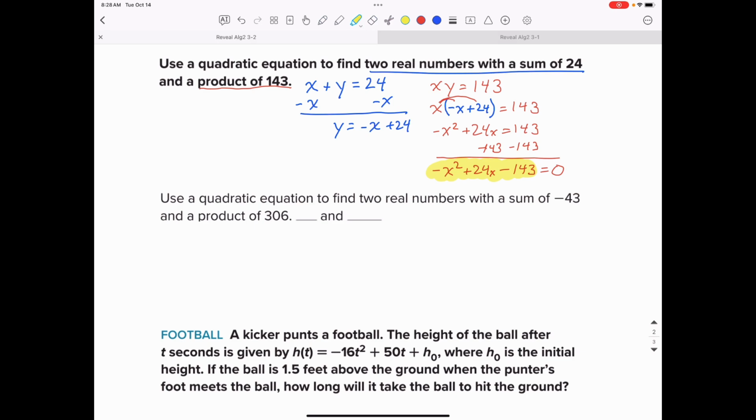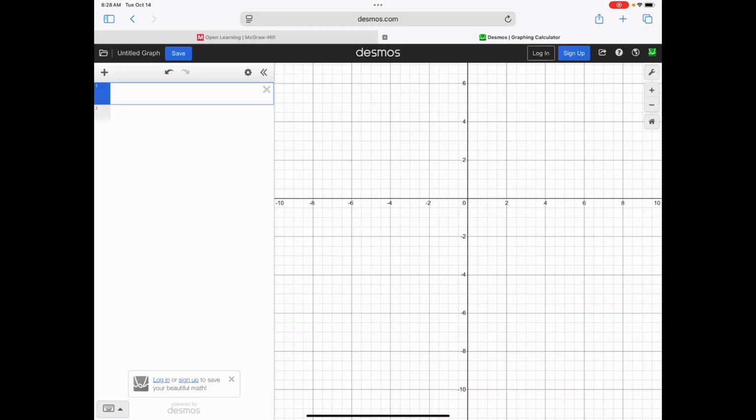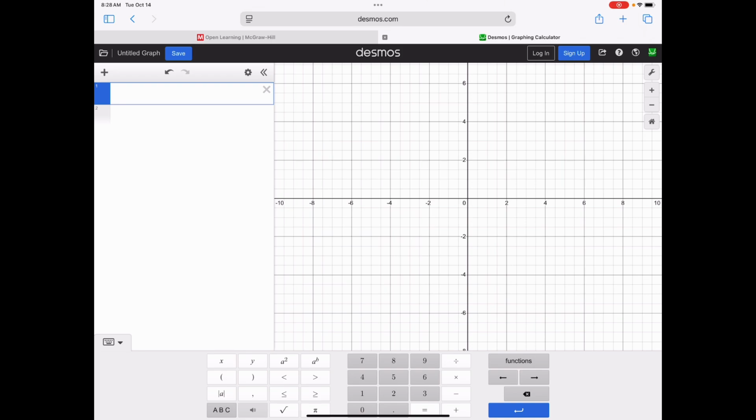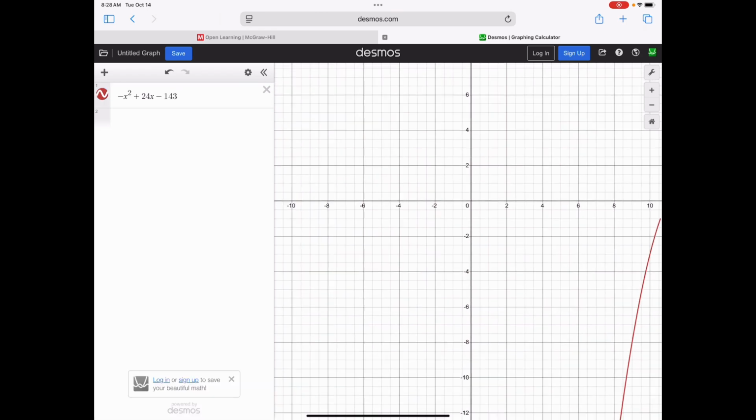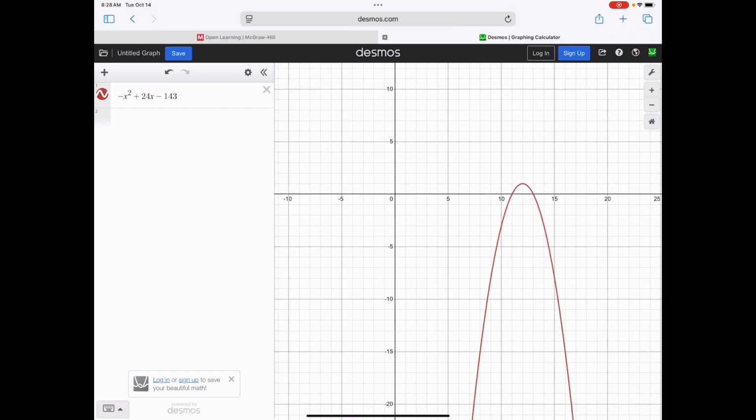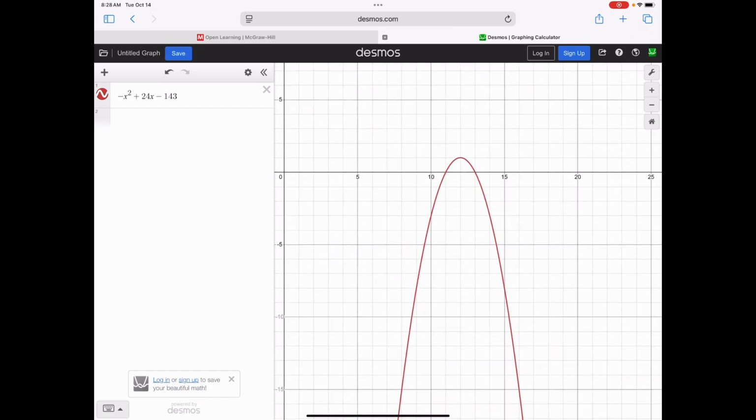So let's go to Desmos, and then I'll type in that function. Again, it is negative x squared plus 24x minus 143. And it does look like I need to zoom out a little bit. And yep, there's the function.